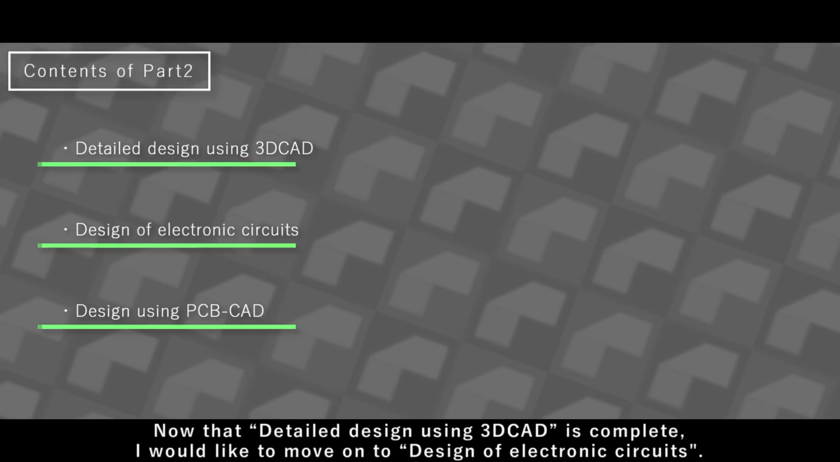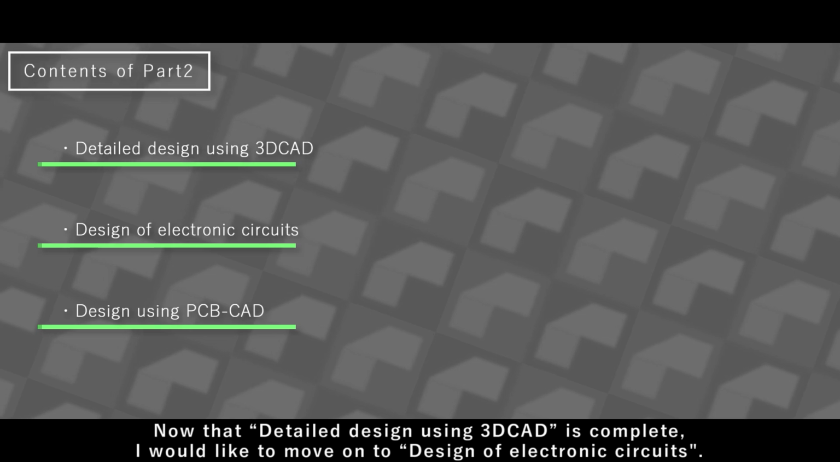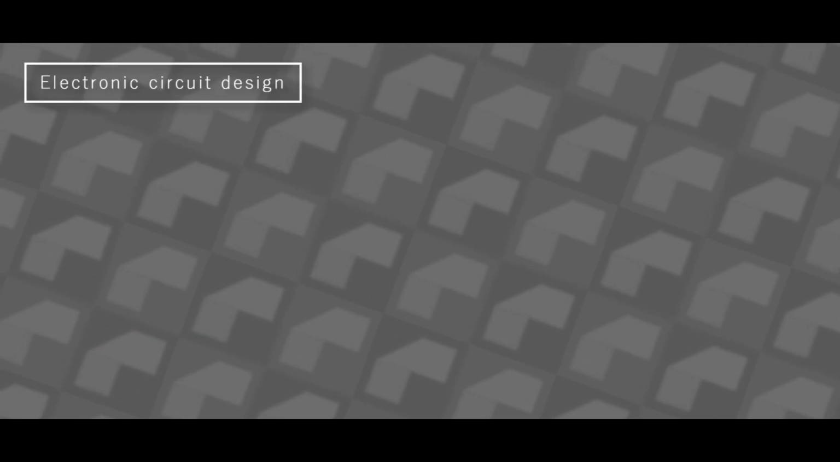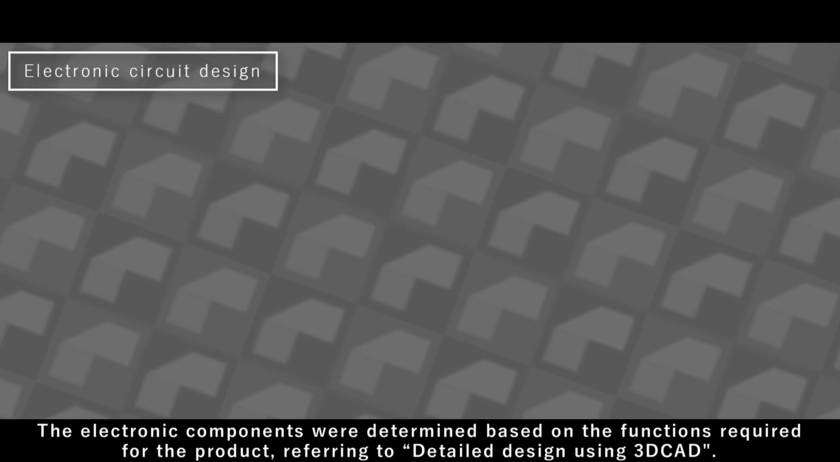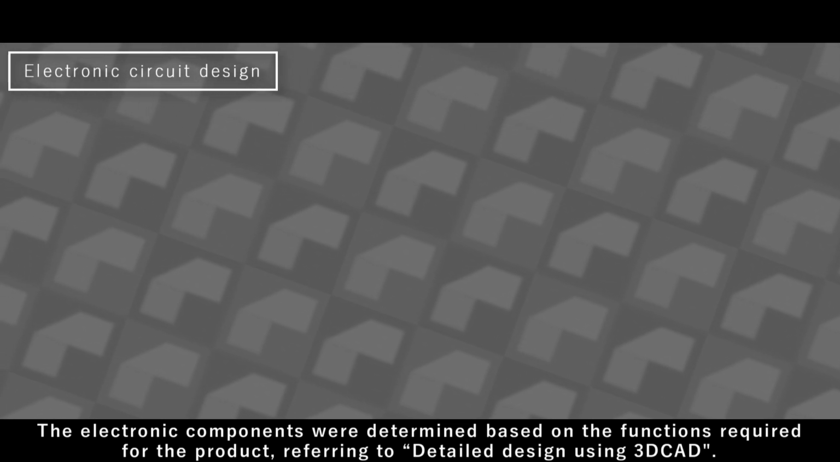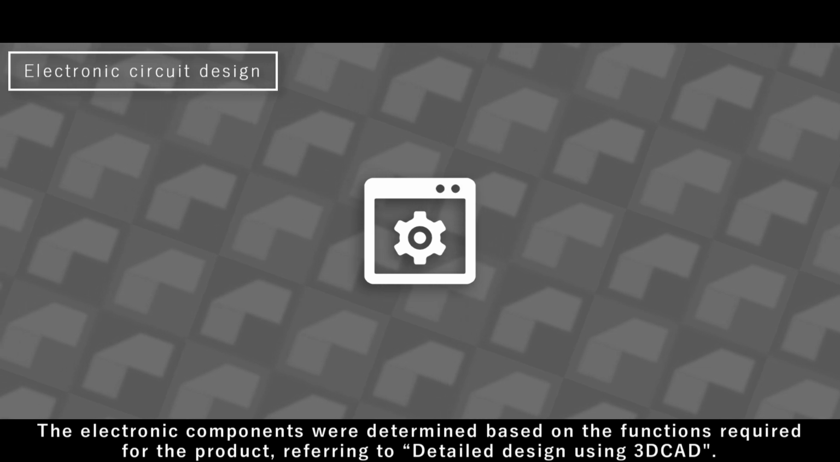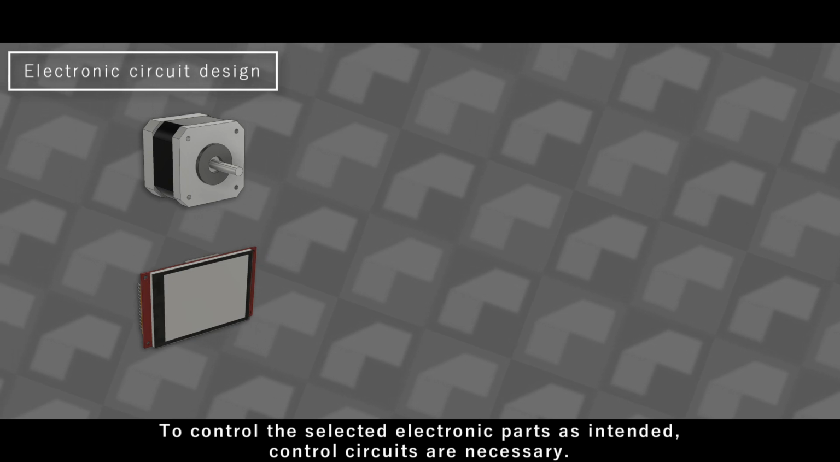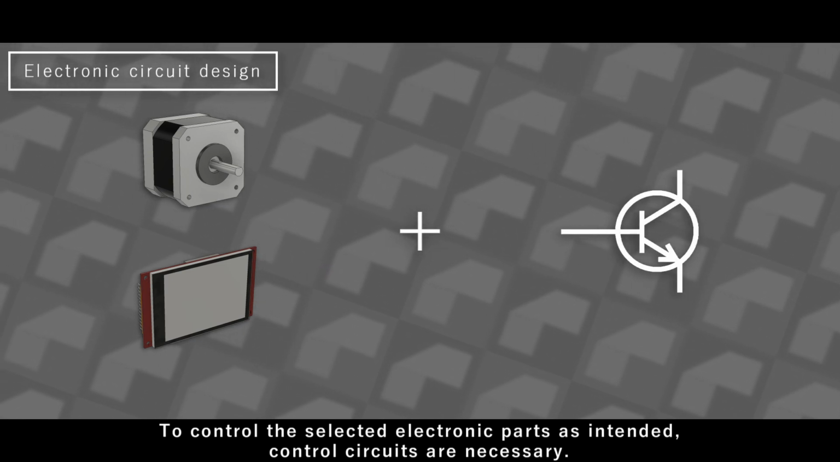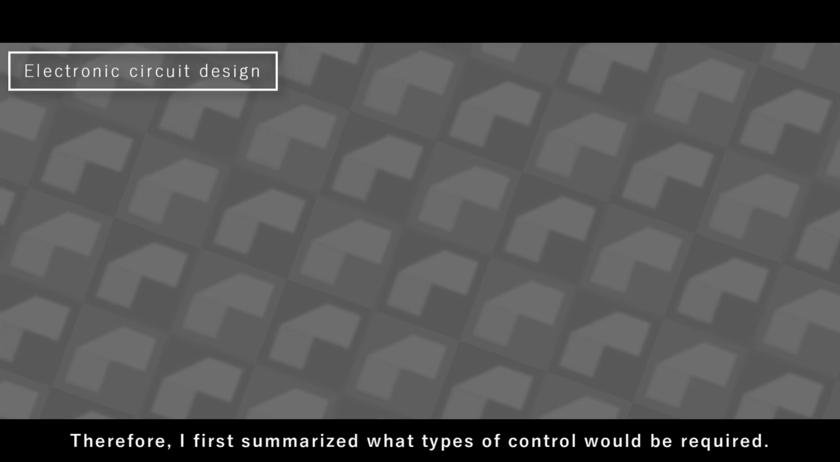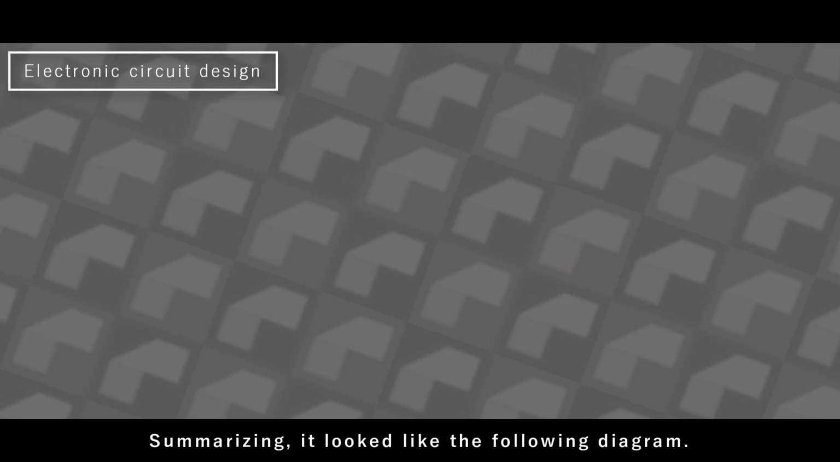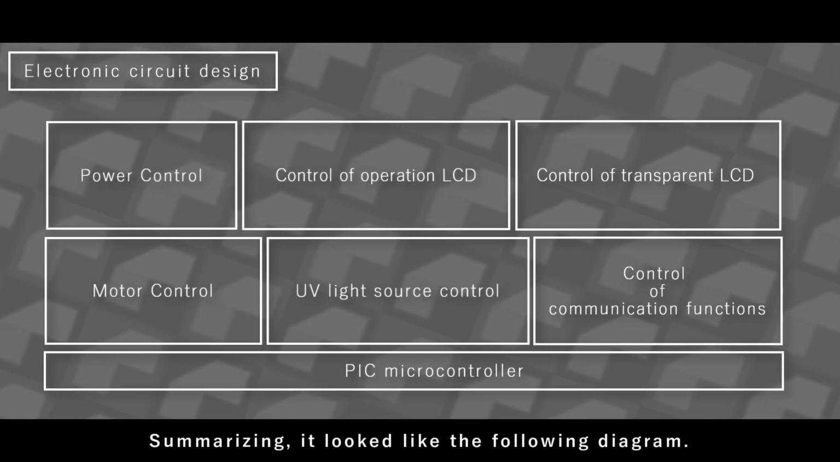Now that detailed design using 3D CAD is complete, I would like to move on to design of electronic circuits. The electronic components were determined based on the functions required for the product, referring to detailed design using 3D CAD. To control the selected electronic parts as intended, control circuits are necessary. Therefore, I first summarized what types of control would be required. Summarizing, it looked like the following diagram.